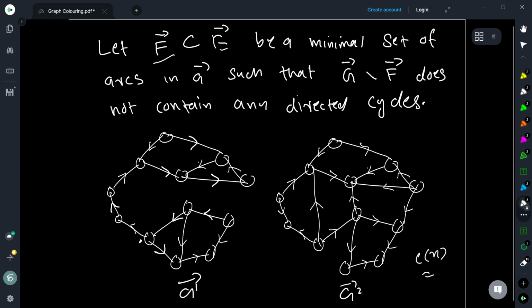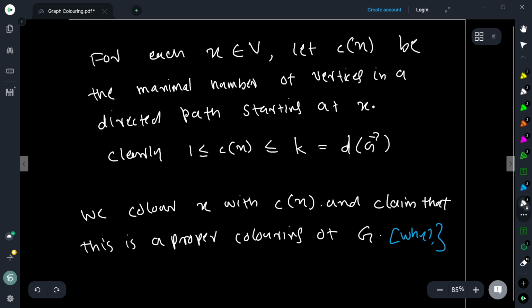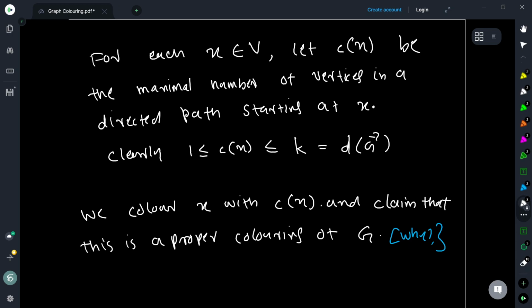edges in this E minus F, which are the existing edges in the acyclic orientation that we have obtained. So either of these two are going to be the edges in the graph that we have, corresponding to the edges in the graph. So if you show that any such arc will get different colors on its vertices, then we are done. So we want to show that.